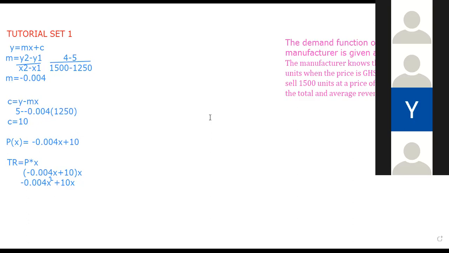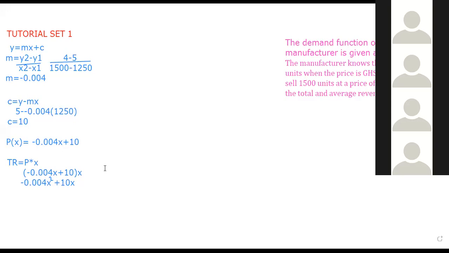Are you okay? Yes, sir. So having your price function, you can now find your total revenue. But total revenue is price times quantity. So you have your price multiplied by the quantity, which is X. So you open the bracket, negative 0.004X times X becomes negative 0.004X squared plus 10X. Are you okay? Yes. Good. So that's it.